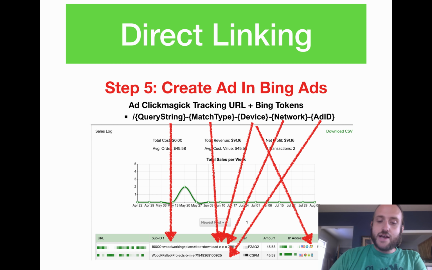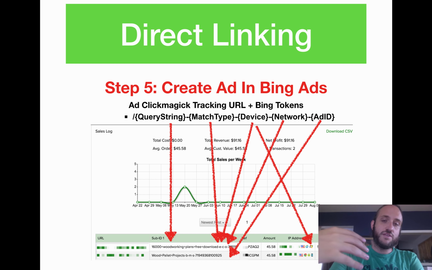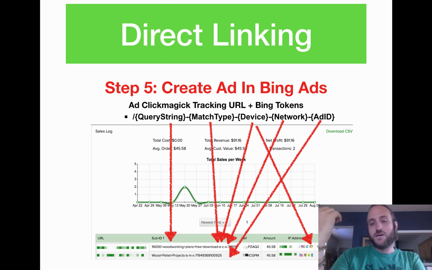Then ad ID is the final one. You can see it better in the bottom example because the top one gets cut off. You can only take so many characters, so it cuts off the ad ID sometimes. Every single ad that you create inside of Bing gets its own unique ID, and this is going to tell you exactly which ad made the conversion. So if you're split testing different ad copy, you might find that one of them converts way higher, and this will tell you exactly which ad converted.